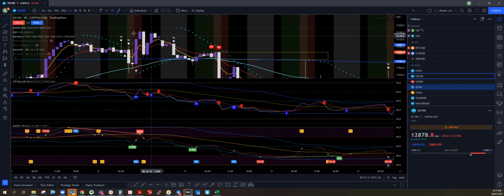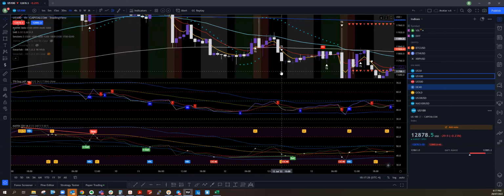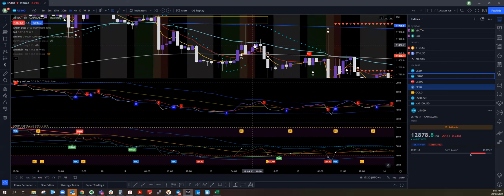So order blocks don't have to be at peaks and valleys. The strongest ones are going to be at the peaks and valleys, but there are order blocks in between the highest and lowest points of the market as well. So for example, this is an order block right here, right?